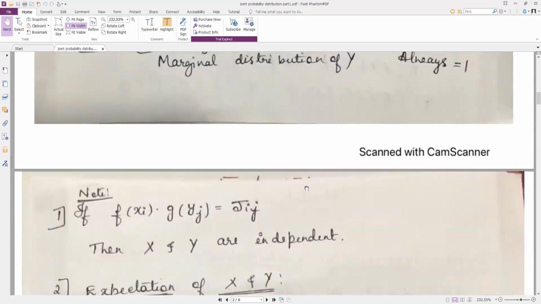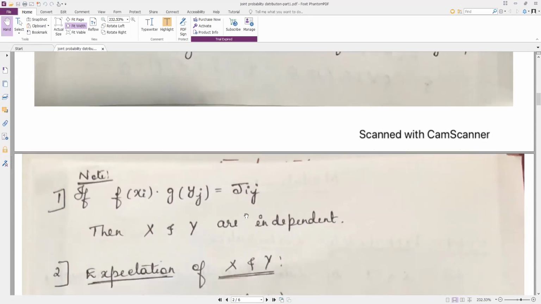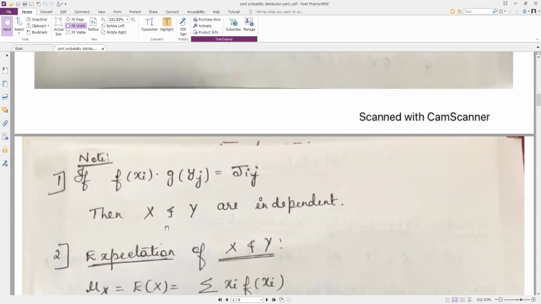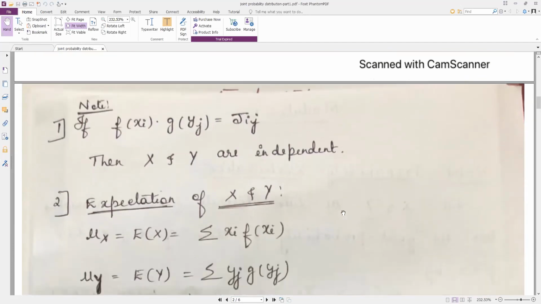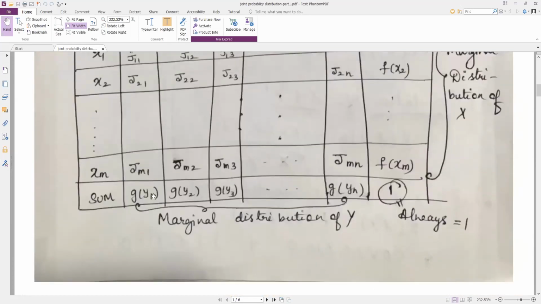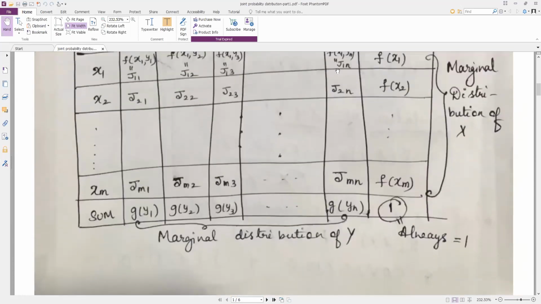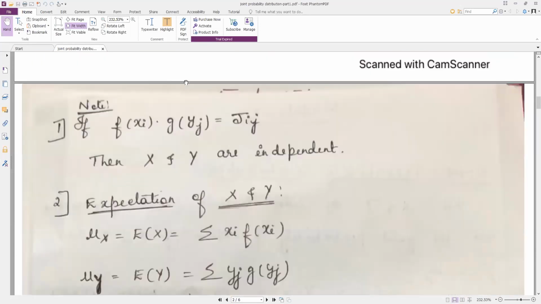So what is the condition for independence? If f of xi into g of yj is equal to Jij, then the random variables are said to be independent. So in order to check the independence, you just need to multiply the two things. If you multiply this and this and it comes out as J11, then we will say it is independent.